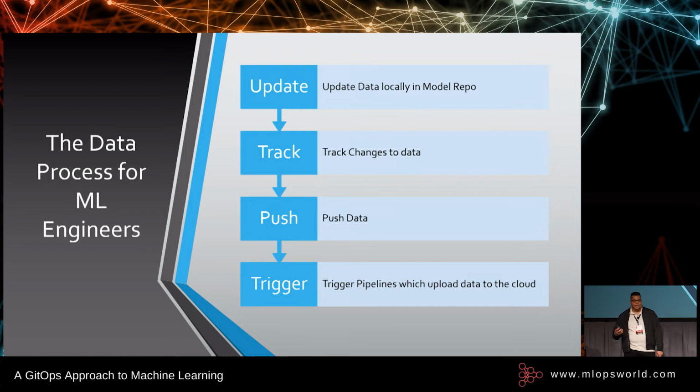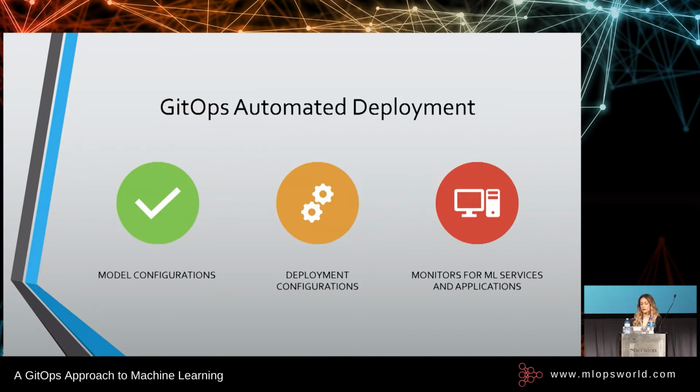So the process for ML engineers at Interos essentially looks like this. ML engineers can commit changes to their data set locally in their model repo. They track those changes to their data. They push that data to Git. And then when they push that data to Git, it actually triggers pipelines, both in GitLab and DVC, that can upload that data to the cloud and do whatever we need to do with it. All right. Well, now that we have seen how we apply GitOps principles to model onboarding and data, we're going to also talk about how we apply the same principles to model building, deploying, and monitoring.